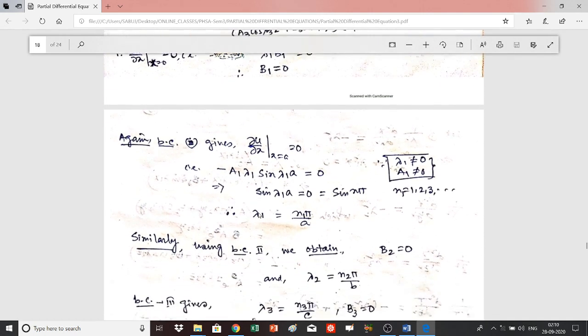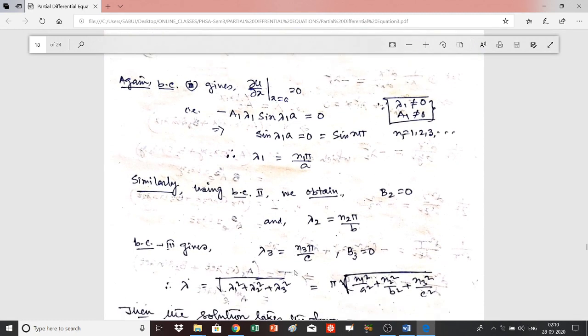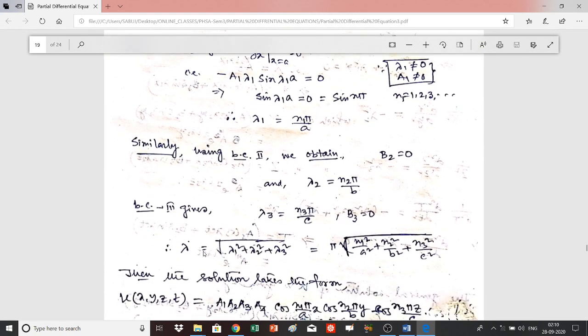Then, using boundary condition 2, you will have b2 equal to 0 and lambda 2 equal to n2 pi by b, and lambda 3 equal to n3 pi by c and b3 equal to 0. Then lambda, you know, is equal to lambda 1 square plus lambda 2 square plus lambda 3 square, that is equal to pi into n1 square by a square plus n2 square by b square plus n3 square by c square.